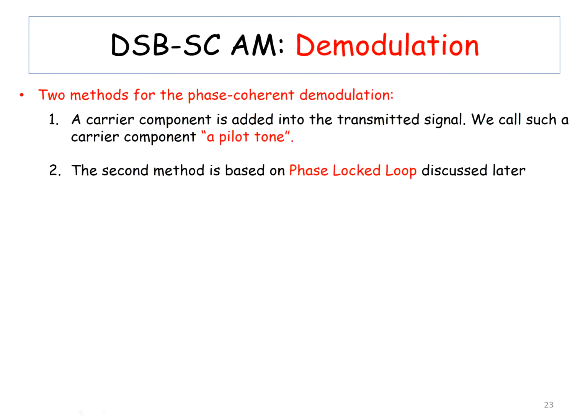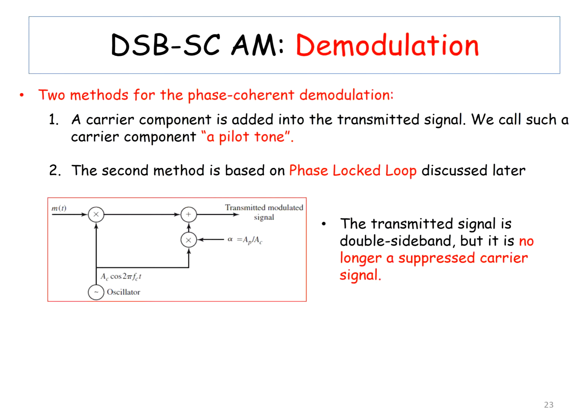Two main methods for the phase coherent demodulation are introduced here. In the first method, a carrier component is added into the transmitted signal. Notice that the transmitted signal is still double sideband, but it is no longer a suppressed carrier signal. Such an added carrier component is called a pilot tone.